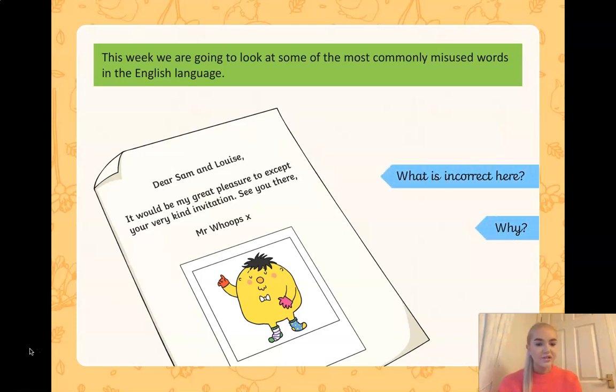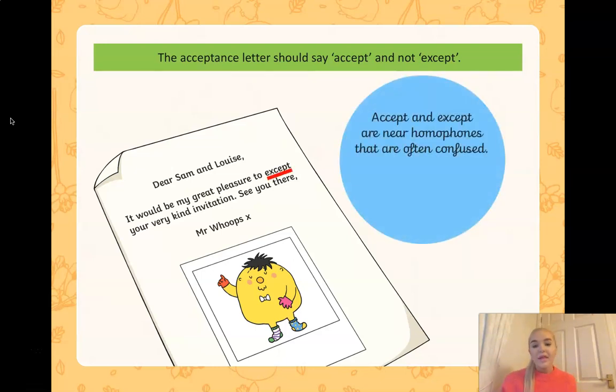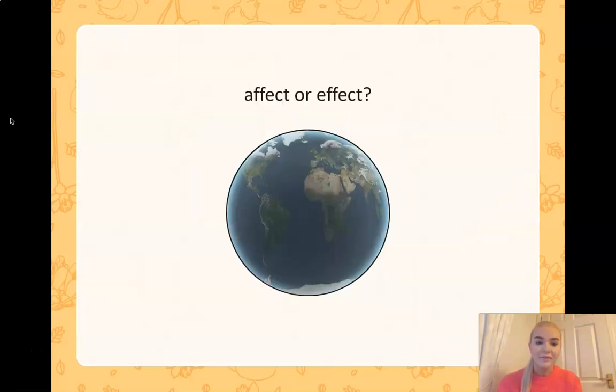How did you do? Did you realise that the acceptance letter should say accept and not except? And these are two of our spelling words today that we need to make sure we know the meaning of. So when you accept something, you are going to that place. For example, I might accept the invite to a party, but I wouldn't except it. We're going to look at how we can use the word accept in a little while. And these are two of the homophones that are often confused because they sound so similar.